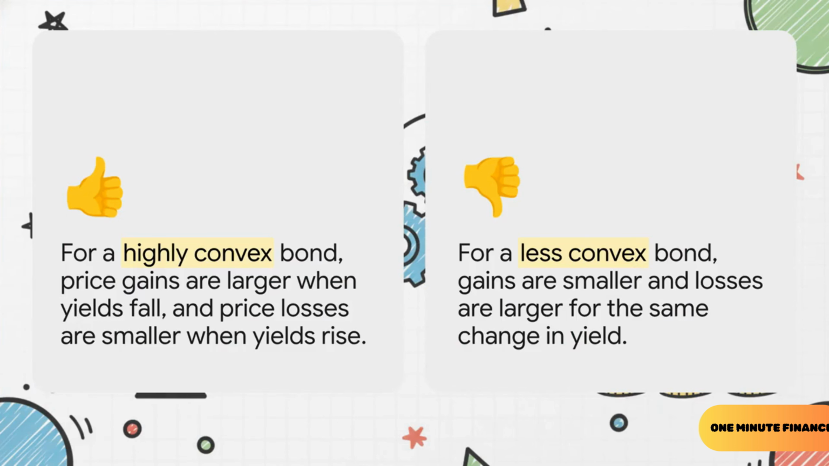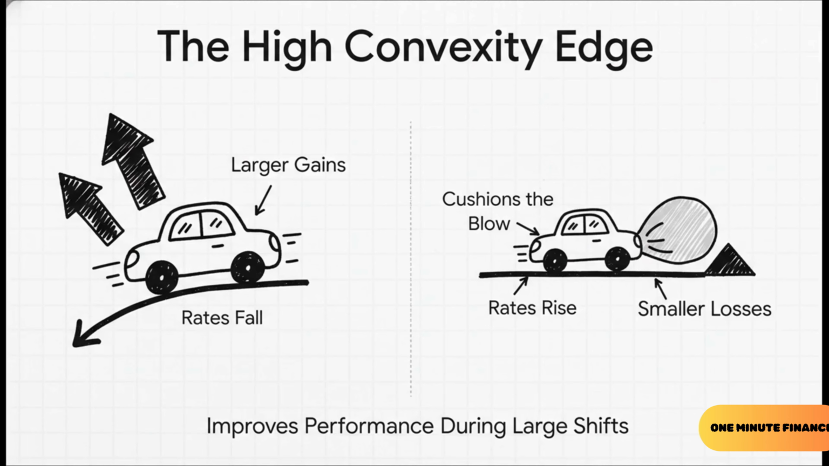And this is where the magic happens. Check out this powerful asymmetry. Let's say you have two bonds with the exact same duration. The one with higher convexity is always going to have an edge. When interest rates fall, its price goes up by more. And when interest rates rise, its price falls by less. It literally wins on the upside and is better protected on the downside. It's an incredible feature.